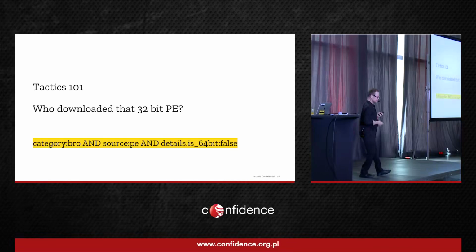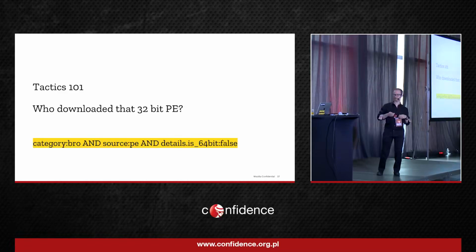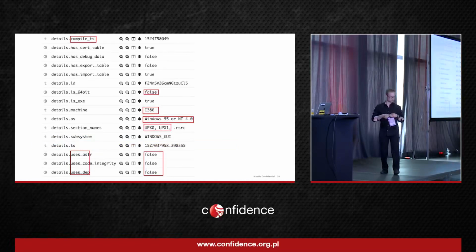So let's take an example. Let's take a look at an example. Let's say I want to see who downloaded some suspicious Windows PE file. Suspicious for me in this case means it's not 64-bit.